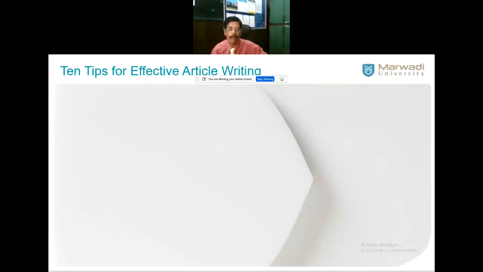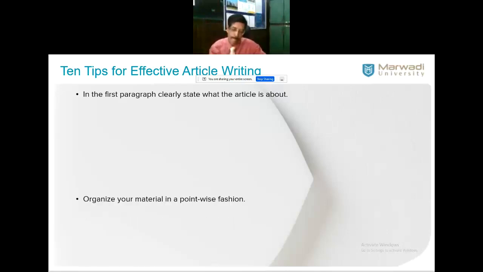Clear? So there are some steps we are going to do. The first paragraph itself you should convey. There is no suspense about what the article is about. In the first paragraph itself you should state what the article is about. Don't keep the suspense till the last.